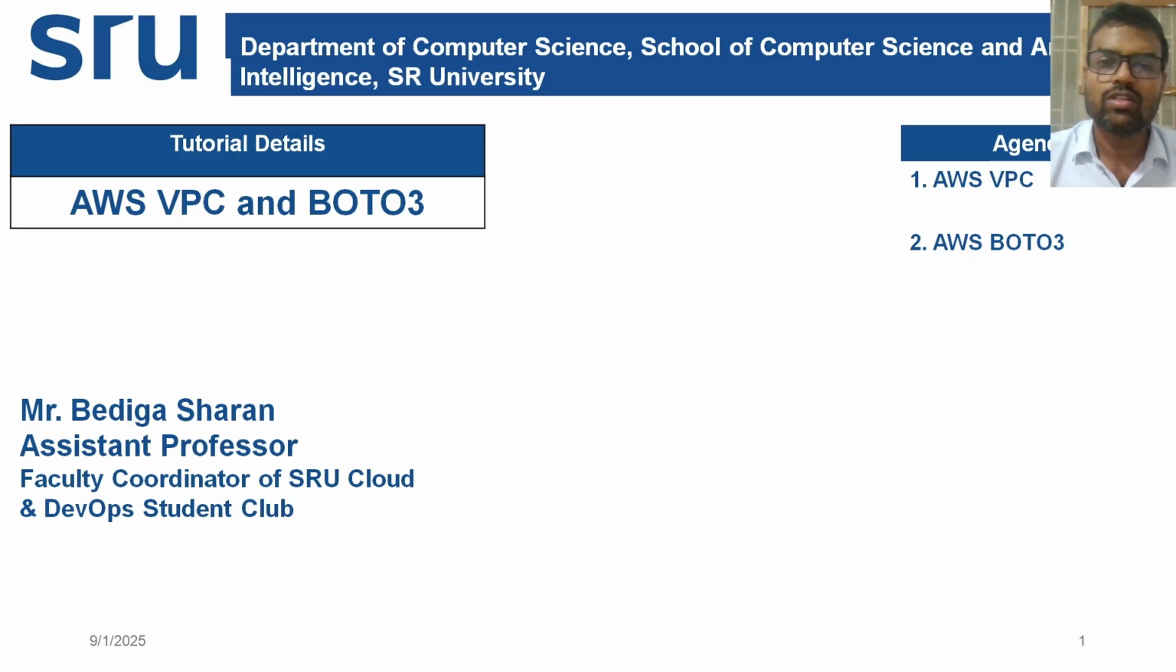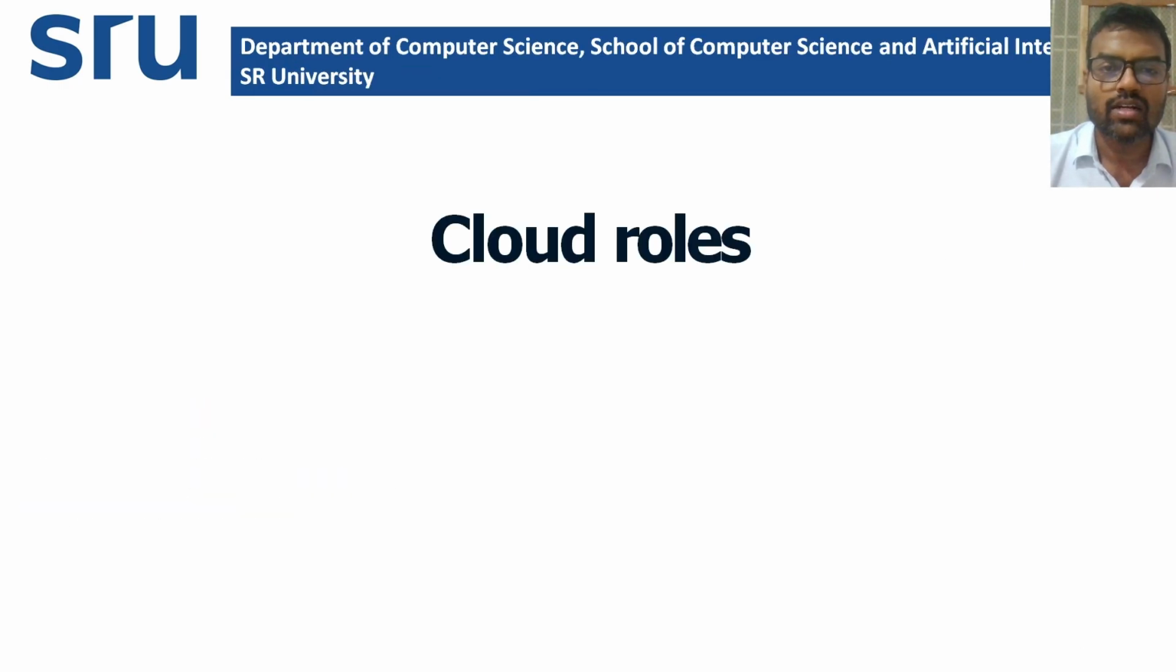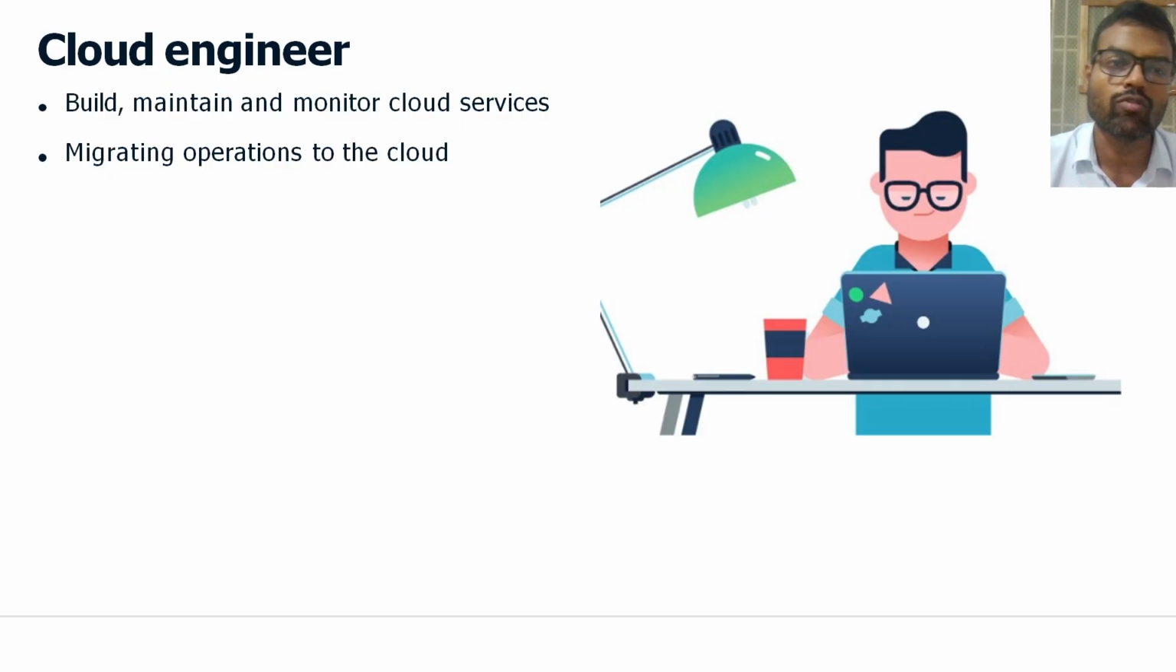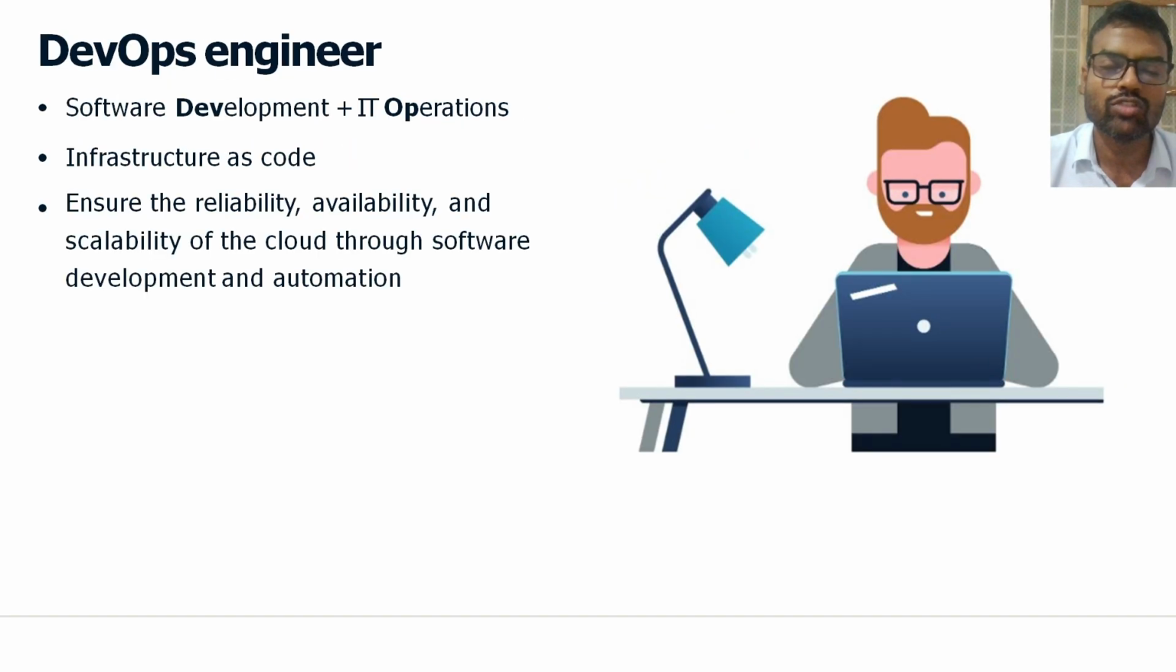Today I'm giving a hands-on tutorial of AWS VPC and Boto3. AWS VPC comes under the category of networking resources. Cloud computing is all about renting resources from vendors like Amazon Web Services so that we can host our applications in a more scalable and secure manner. We are learning cloud because we want to become cloud engineers and DevOps engineers.